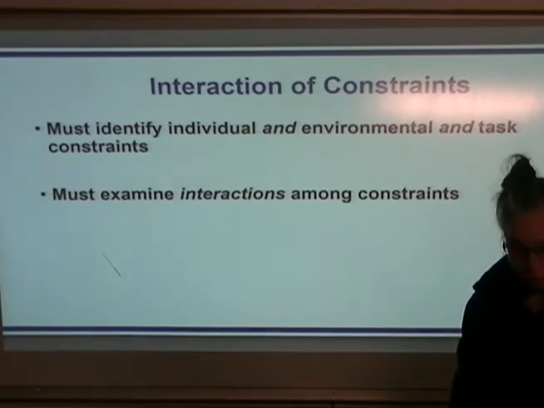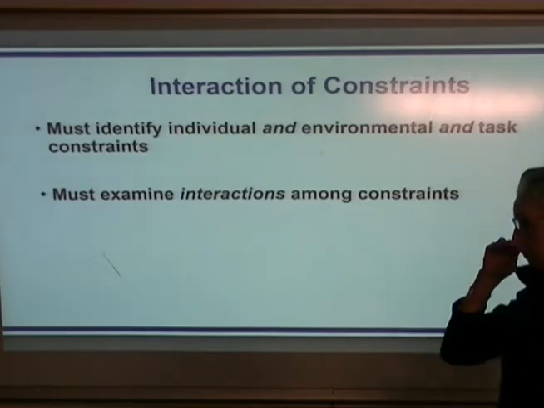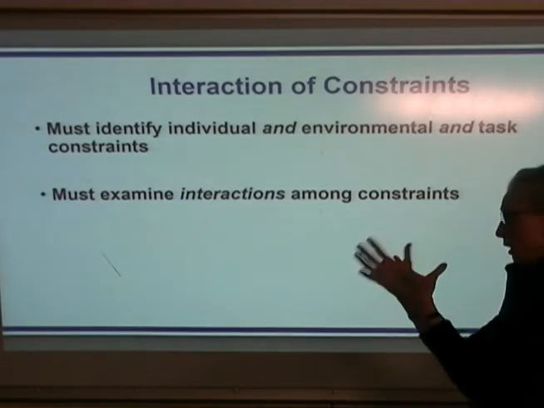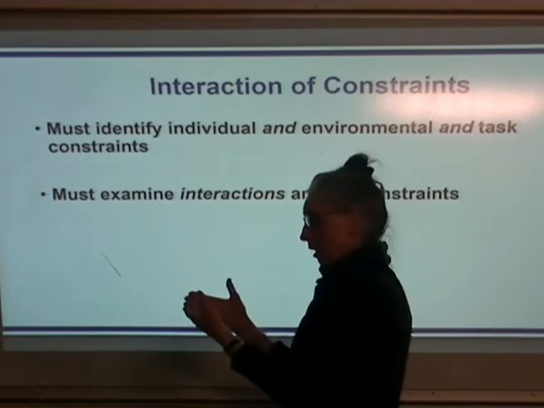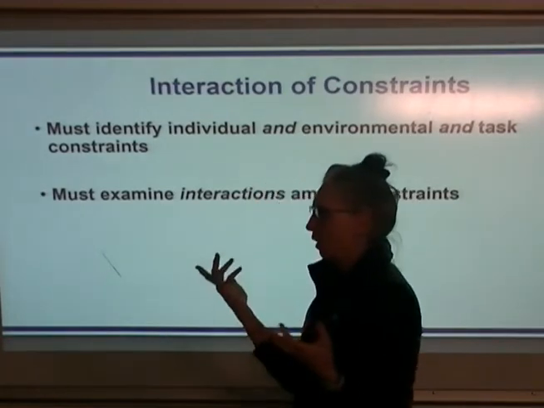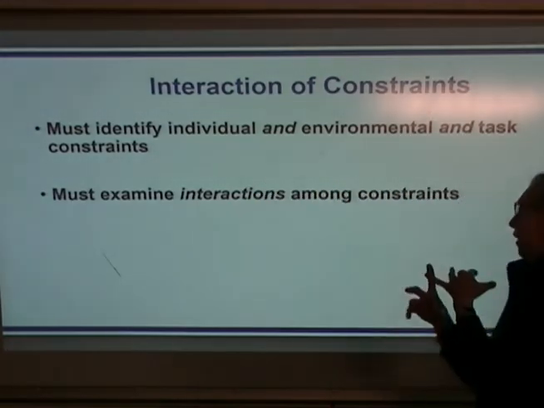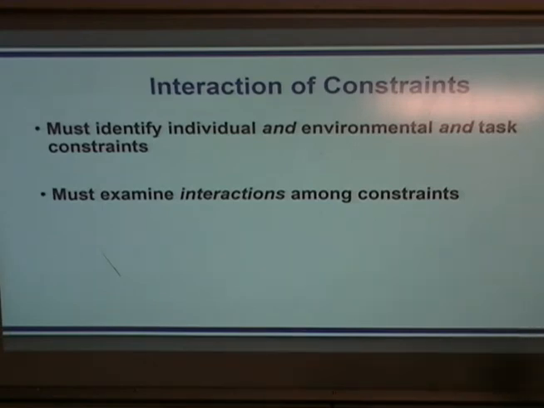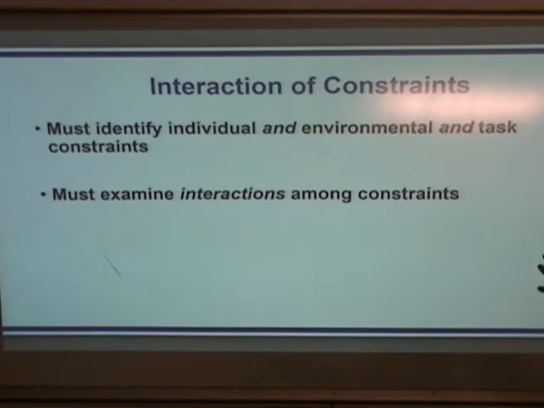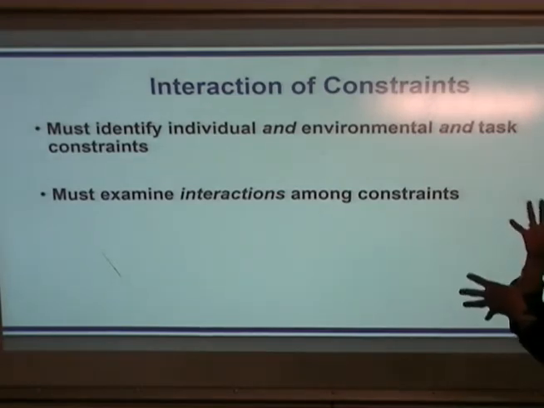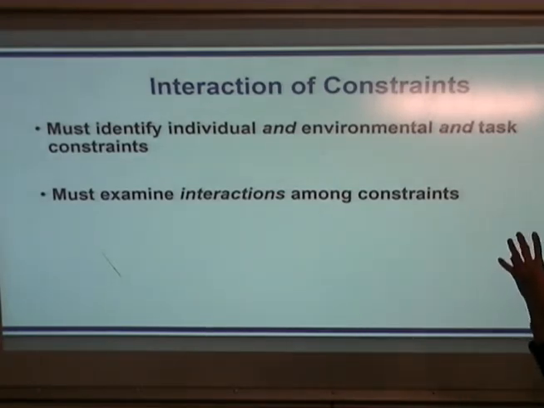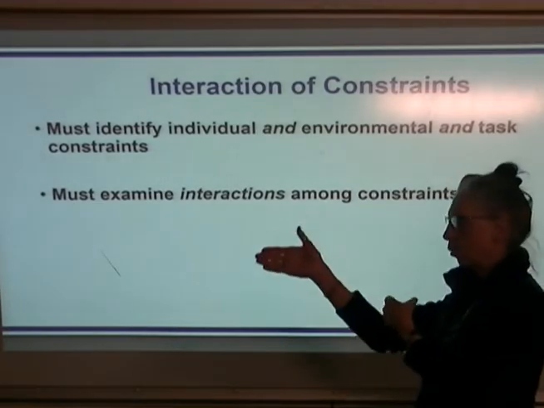So when I'm trying to analyze why a particular movement looks the way it does, I need to be able to identify the individual constraint, the environmental constraints, and the task constraints. And then I have to make an effort to understand the interaction between those three that is causing what I'm looking at.